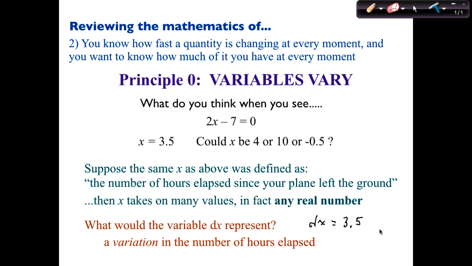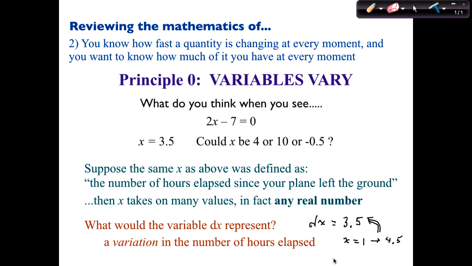So for instance, if x was 1, and then it took on all the values from 1 to 4.5 hours, right? So x starting from 1 hour since the plane took off to 4.5 hours since the plane took off. What was the variation in x? How much did x change or vary? 3.5, right? So that's what dx would be. It'd be like a change.